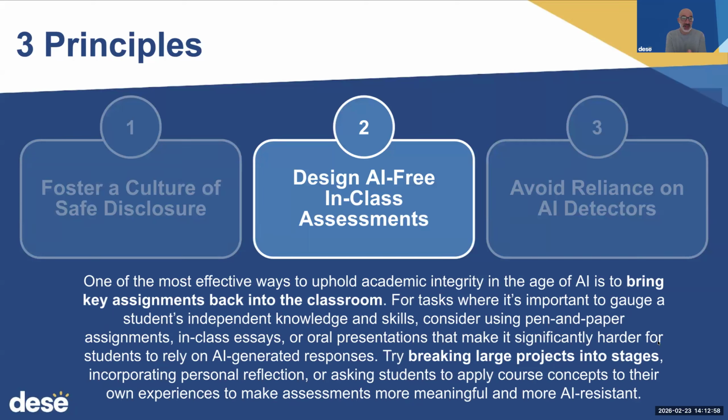Another thing to think about is designing AI-free in-class experiences, assessments, or activities. One of the most effective ways to uphold academic integrity in the age of AI is to bring key assignments back into the classroom. For tasks where it's important to gauge a student's independent knowledge and skills, consider using pen and paper assignments, in-class essays, and oral presentations that make it significantly harder for students to rely on AI-generated responses. And this is my favorite part here: try breaking large projects into stages, incorporating reflection, asking students to apply course concepts to their own experiences, to make assessments more meaningful and more AI resistant.